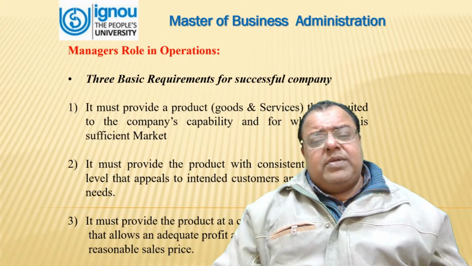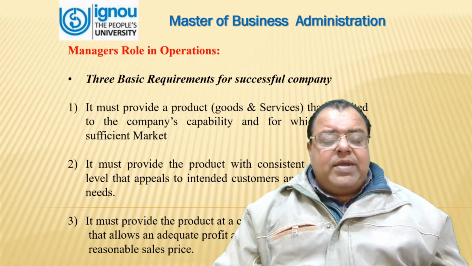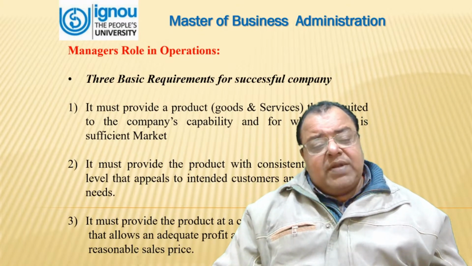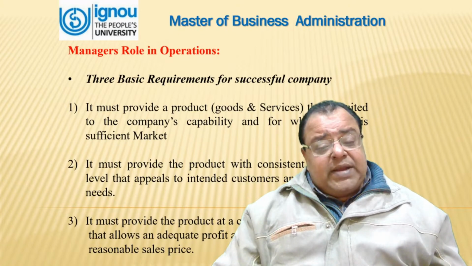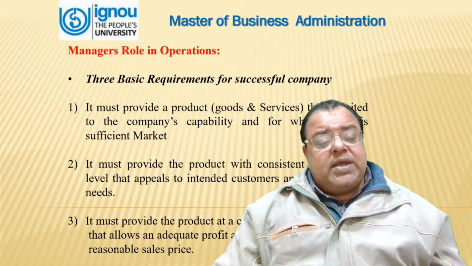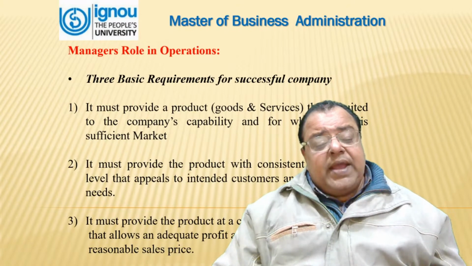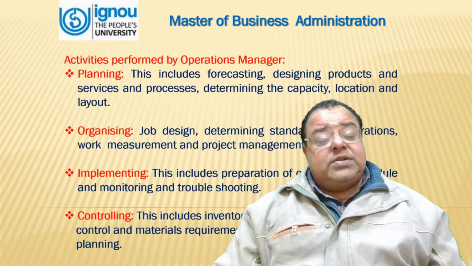There are three basic requirements for a successful company. It must provide a product, which can be a good or a service, that is suited to the company's capability and for which there is a sufficient market. Second, it must provide the product with consistent quality at a level that appeals to intended customers and serves their needs. And the third one is it must provide the product at a cost that allows an adequate profit and a reasonable sales price. What are the activities performed by operations managers?